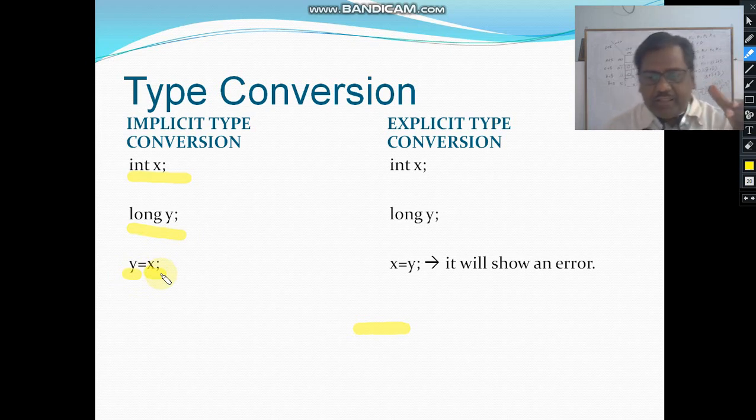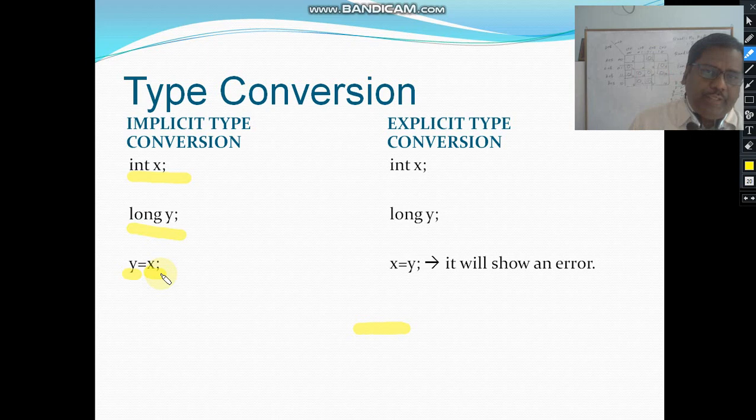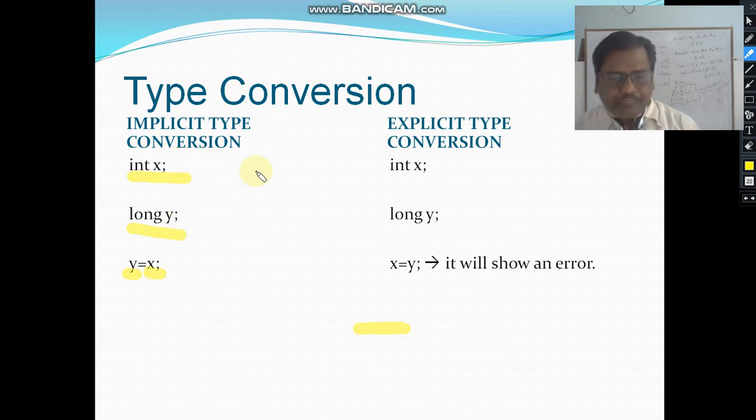That means a larger container can contain a smaller data value. This is what happens in implicit type conversion. We are not doing it; it is being done automatically by the compiler. That is why we call it implicit type conversion.